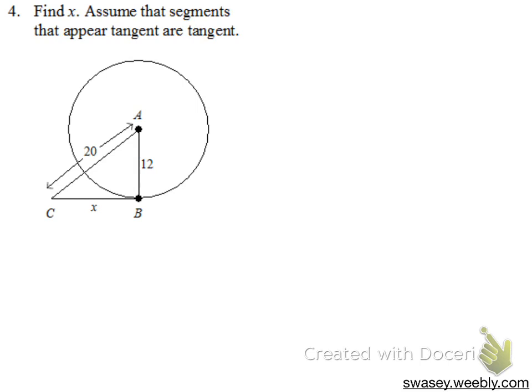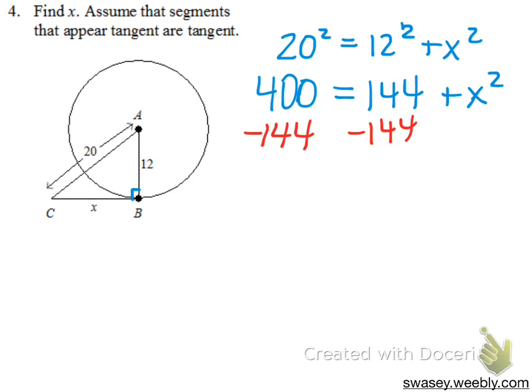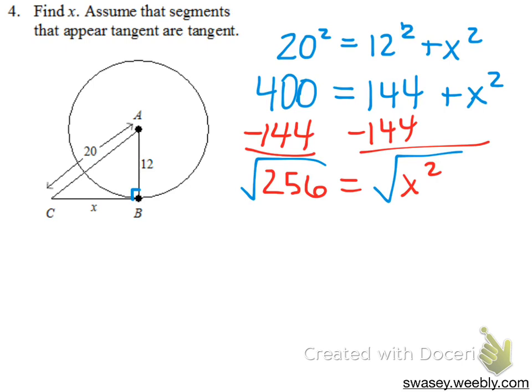Here we're told that if it appears tangent, then it is, so that's a right angle. So we can use the Pythagorean theorem. C squared equals A squared plus B squared. 20 squared is 400, 12 squared is 144. Solving for x squared, we'll subtract 144 from each side, we get 256. To get rid of squared, we'll square root. Only a positive answer makes sense. And so x is 16.